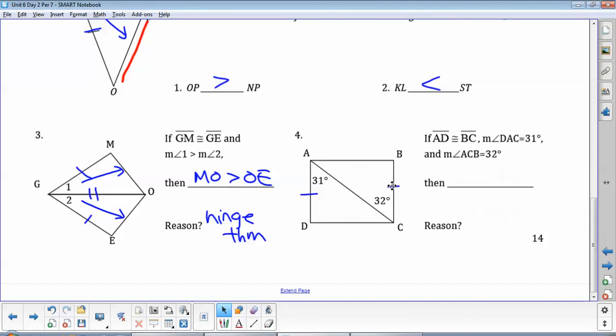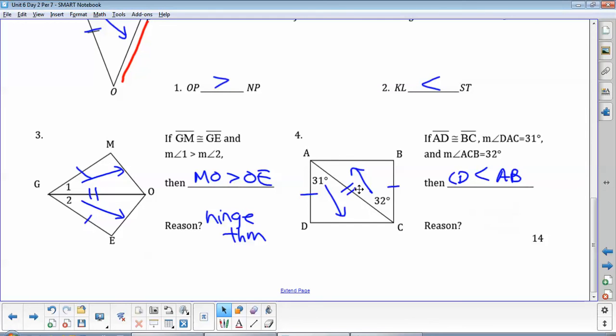Well, I have a pair of sides that are congruent. Also, AC is congruent to AC by the reflexive property. So I have two sides in this triangle that are congruent and two sides in this triangle that are congruent. The included angles are not congruent. Here I have 31 degrees, that's opposite line segment CD. 32 degrees is opposite AB. Since 31 degrees is smaller than 32 degrees, the distance between C and D is going to be smaller than the distance between A and B.